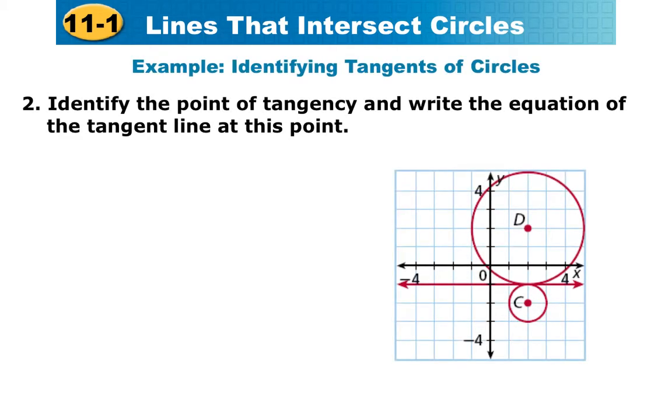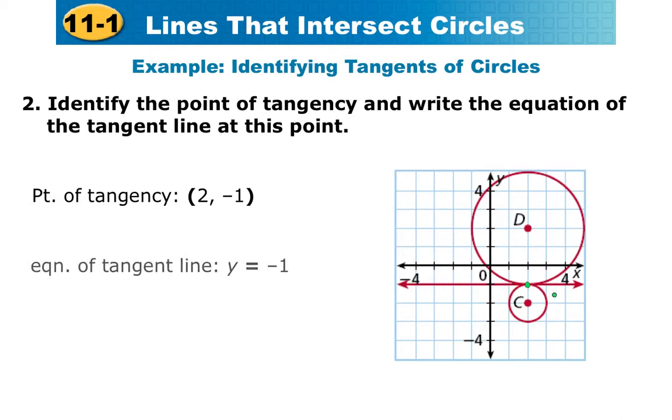Number 2, it says identify the point of tangency and write the equation of the tangent line at this point. So the first thing is to identify the coordinate value of this point. And we know that is equal to (2, -1). The second part is to identify the equation of the tangent, which is this horizontal line that you see here. And from algebra 1, we know that it represents y equals -1. Let's go to the next slide.